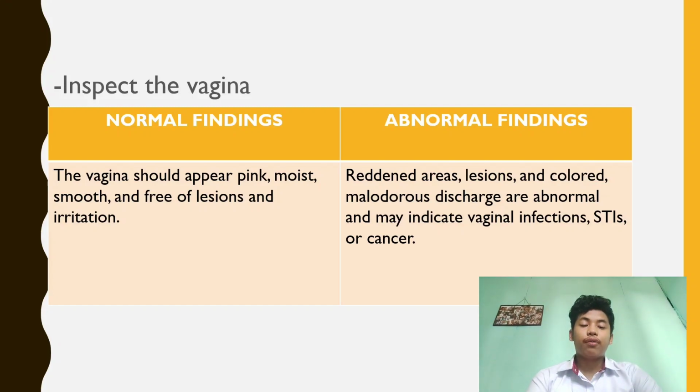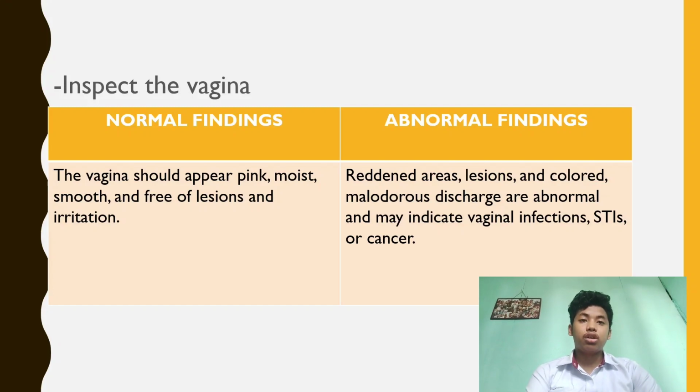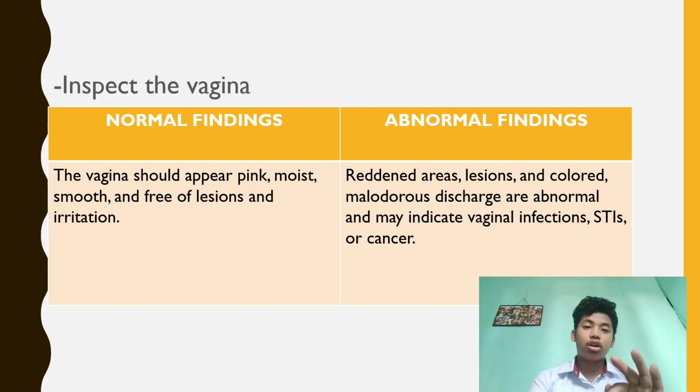Inspect the vagina. Note the vaginal color, surface, consistency, and any discharge. For the normal findings, the vagina should appear pink, moist, smooth, and free of lesions and irritation. It should be free of any colored or malodorous discharge. For the abnormal findings, reddened areas, lesions, and colored malodorous discharge are abnormal and may indicate vaginal infections, STIs, or cancer. Altered pH may indicate infection.